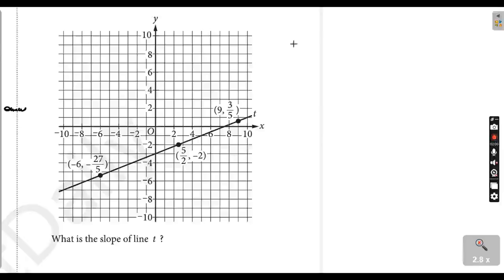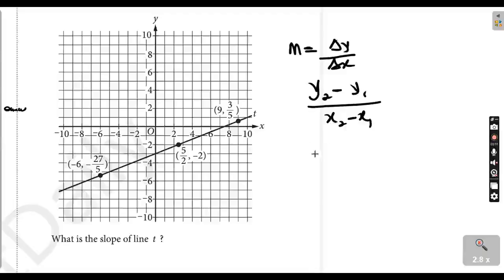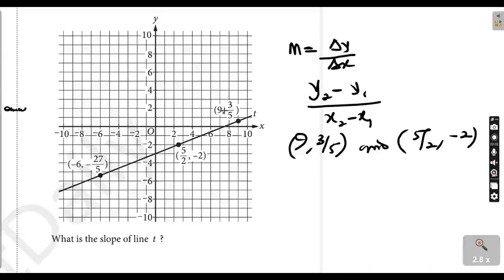So basically, don't forget that slope, which is M, is change in Y over change in X. That is Y2 minus Y1 over X2 minus X1. So we are simply going to be using any of these combinations. So I'm going to be picking (9, 3/5), which is this, and this, and (5/2, −2). You can pick this and this, or you pick this and this. So this will be your x1, y1.